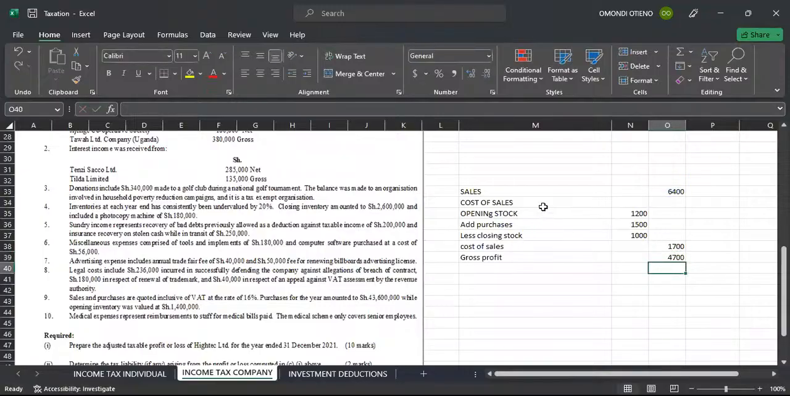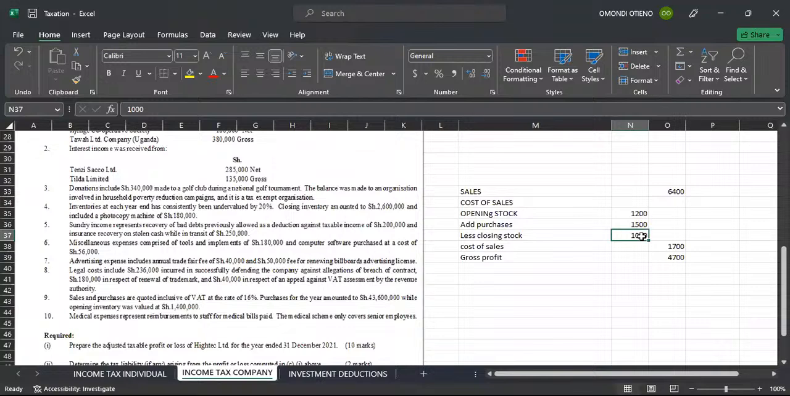So hapa ndani, inside our closing stock, ndani ya closing stock tuliambiwa kuna, is it closing stock or yes, closing inventory, and includes a photocopying machine of 180,000. So let's see. This photocopying machine iko ndani ya closing stock. So we want to see how closing stock affects our gross profit. Our closing stock here is 1,000 and we have a photocopying machine of 300. So tukiweka hiyo photocopying machine inside the closing stock, see what we are having as our gross profit.